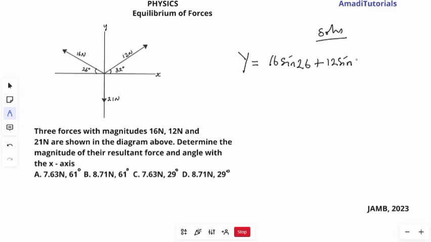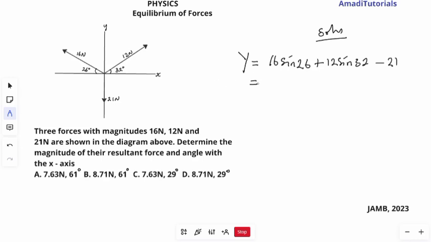sine 32, 12 sine 32, and then minus 21. The reason I say minus 21 is because this 21 is in the opposite direction. When you are talking about vertical, it's in the opposite direction with respect to these other two forces. Minus 21. And somebody may wonder, what if you did 21 minus 16 sine 26 minus 12 sine 32? You will still arrive at the same answer.